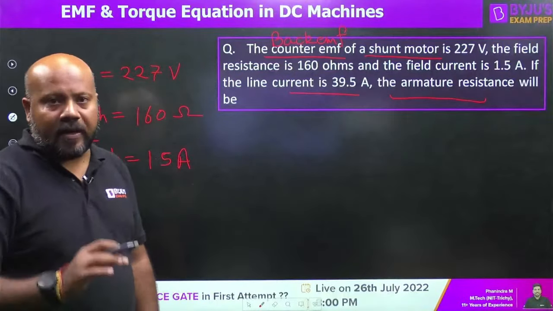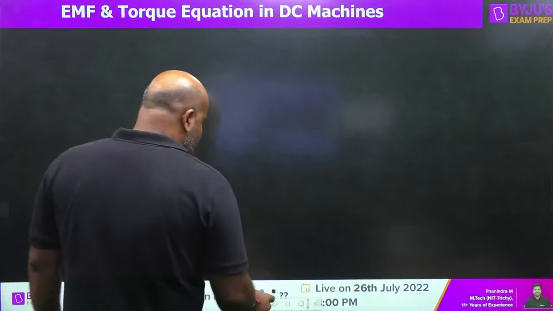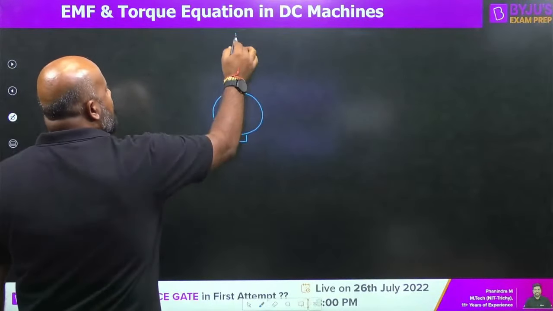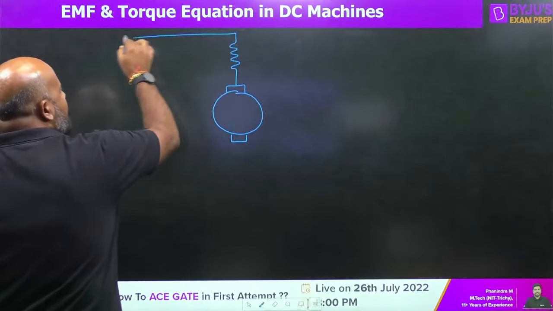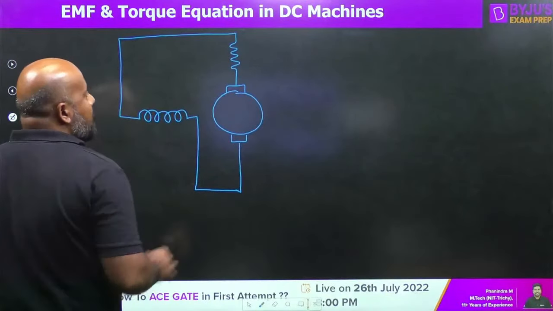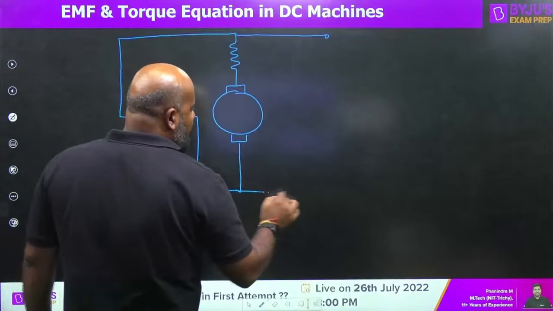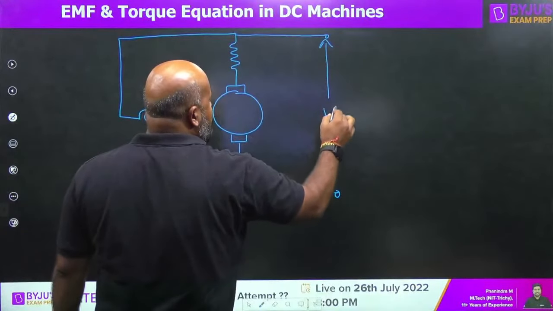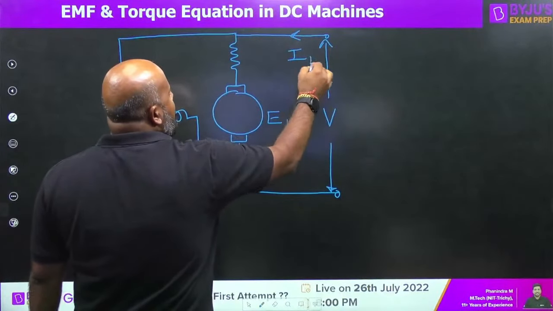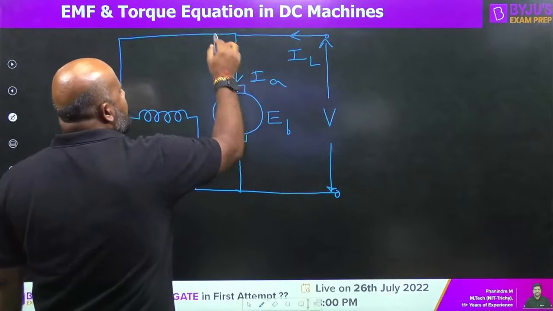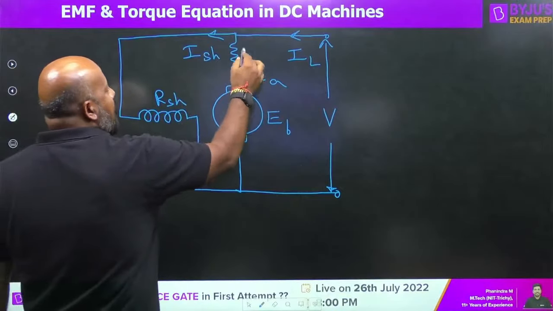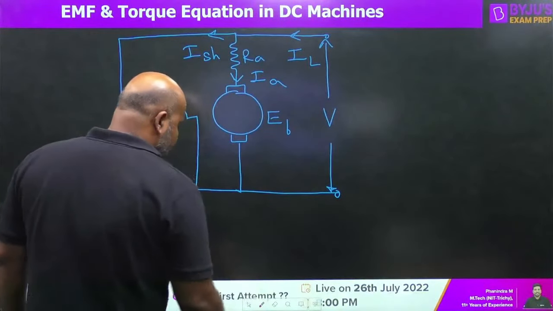Let us first see the circuit for this DC shunt motor. This is going to be your armature resistance, and this is going to be your shunt field, which is connected in shunt with the armature. And this is going to be your DC supply side, the supply side voltage. This is going to be the back EMF. This is the line current. This is the armature current. This is the shunt field current. This is the shunt field resistance. And this is the armature resistance. Is it clear for everybody?